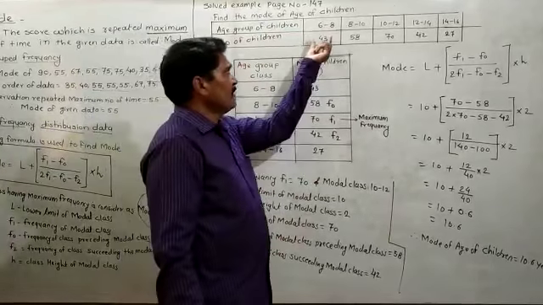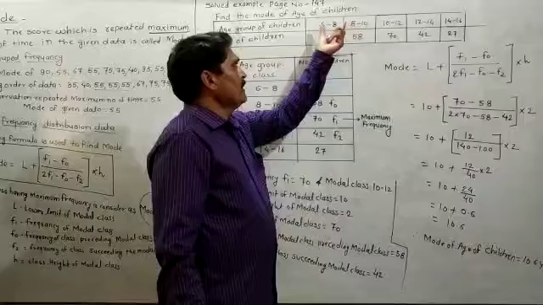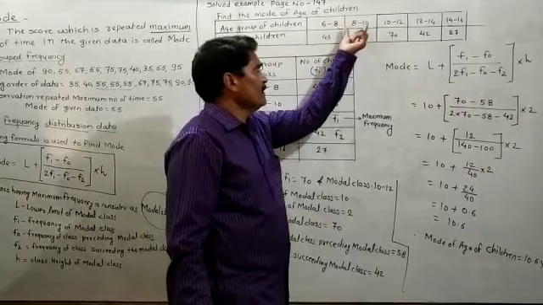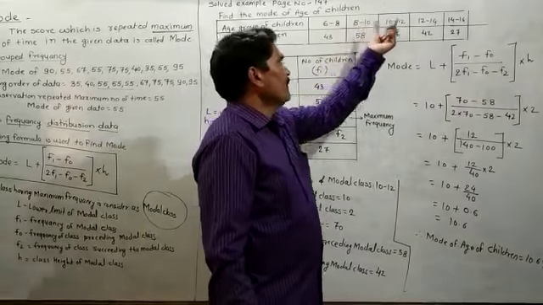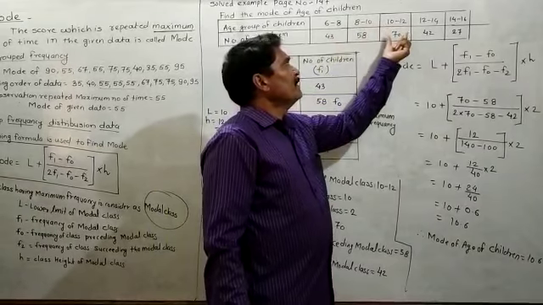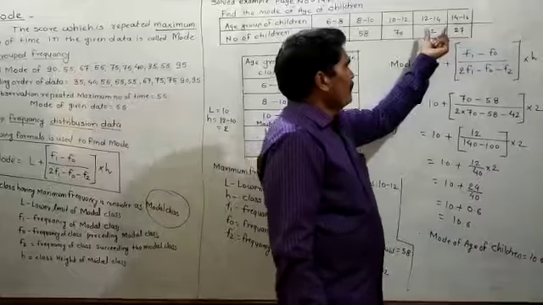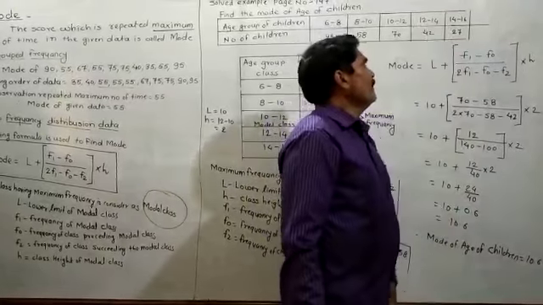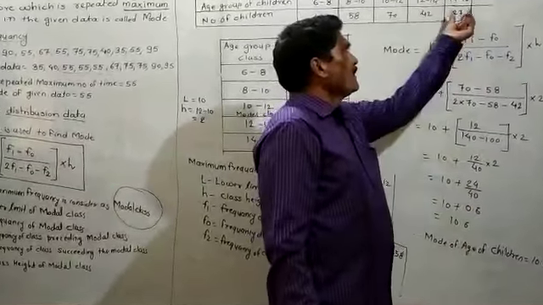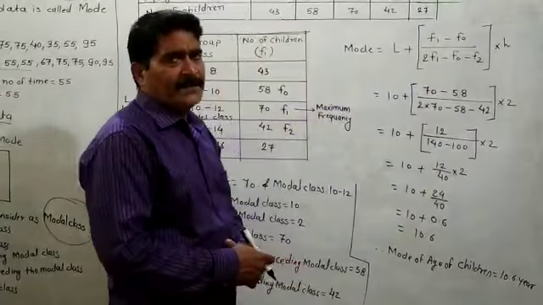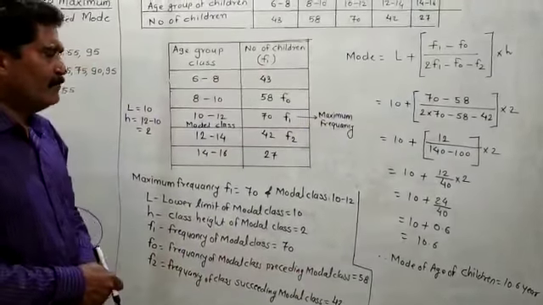Means 43 children are in the age group 6 to 8 years, 58 children are in the age group 8 to 10 years, 70 children are in the age group 10 to 12 years, 42 children are in the age group 12 to 14 years, and 27 children are in the age group 14 to 16 years. And you have to find out the mode of the children.